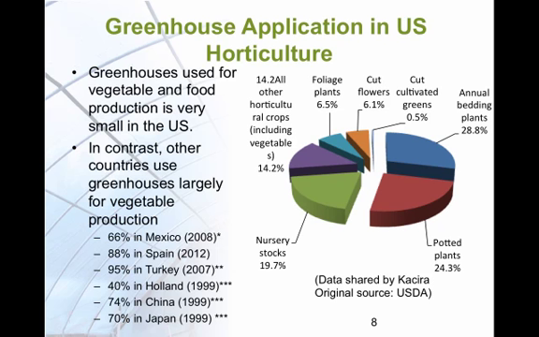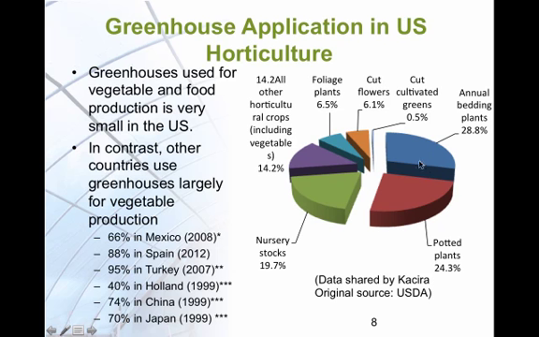So is greenhouse such a minority in U.S. agriculture? Or what is the status of greenhouse in U.S. agriculture? So this pie chart is showing the allocation of greenhouse area for different crops. As you can see, annual bedding plants, 28.8%, potted plants, 24.3%.